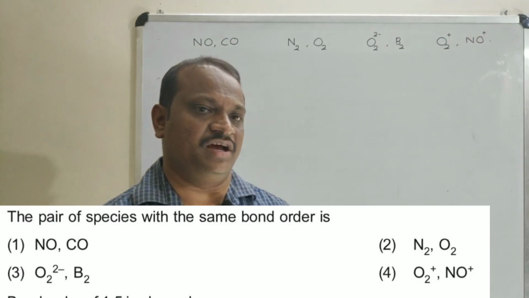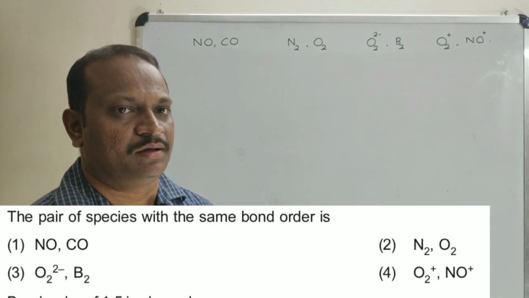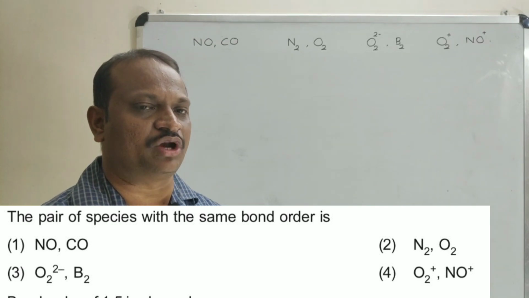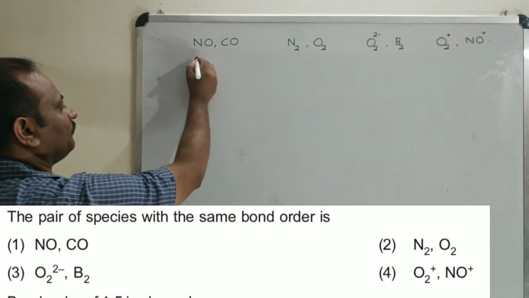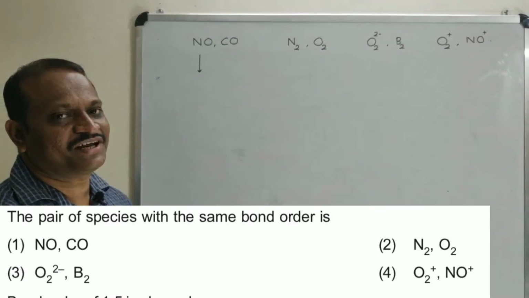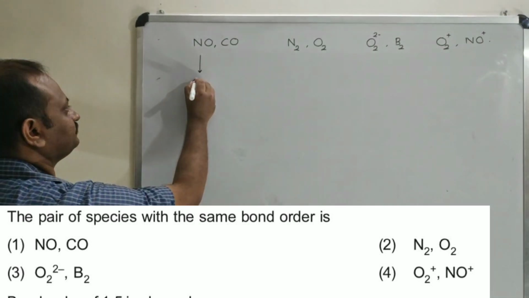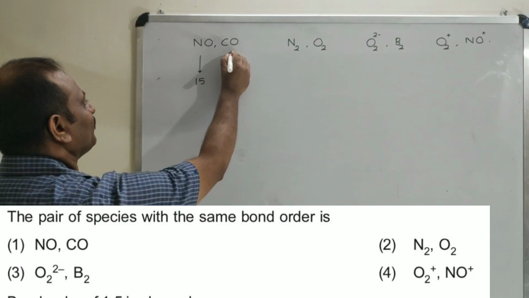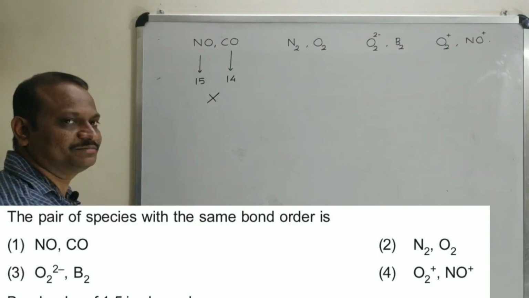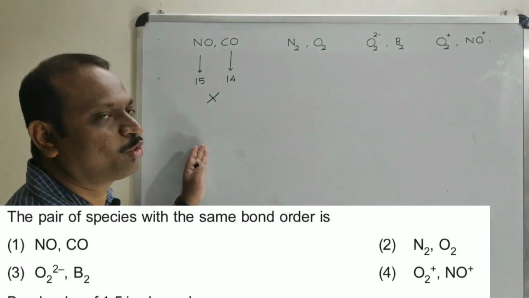So in the next question, they're asking, which of the following has the same bond order? See, if you want to find out bond order, we need to find out the number of electrons first. So let's go with that. Number of electrons here in NO: nitrogen has 7 electrons, oxygen has 8. So totally 15 here. Next, carbon monoxide 14. So compulsorily, this is not our answer, because if we need the same bond order, we need the same number of electrons. So that's not obeyed here.